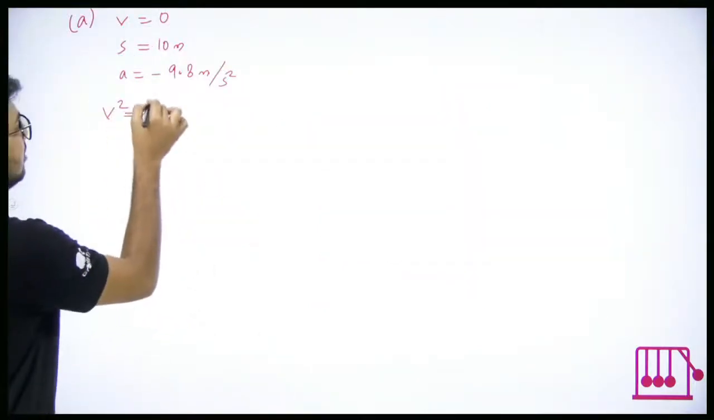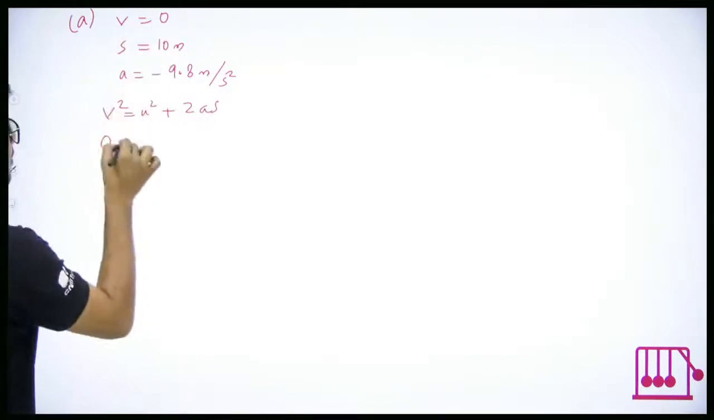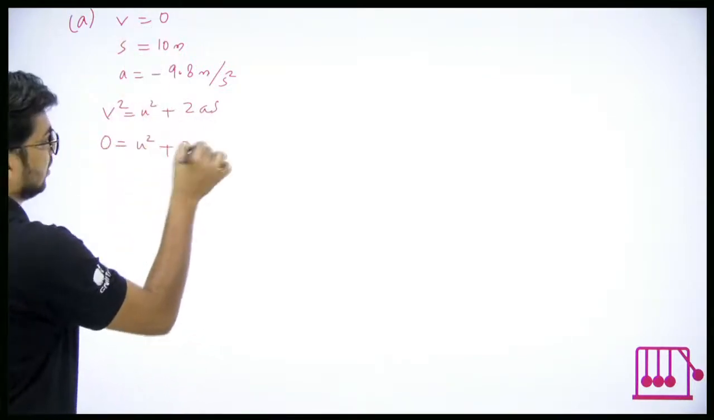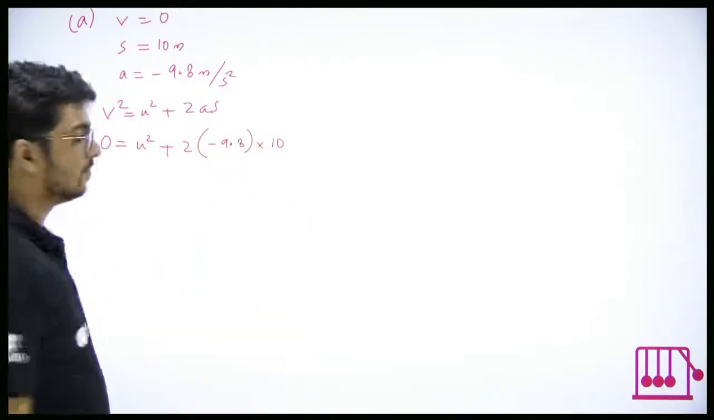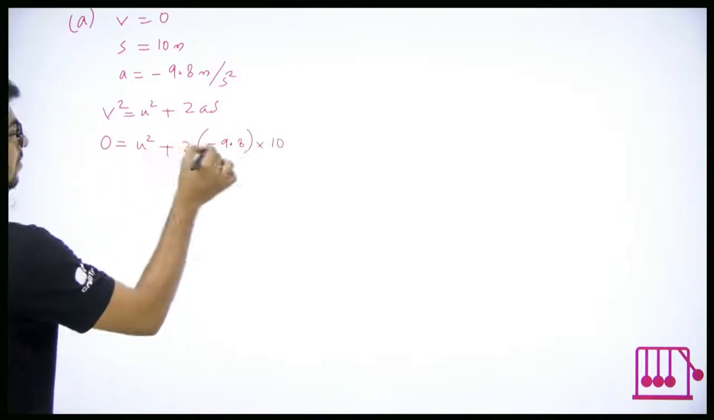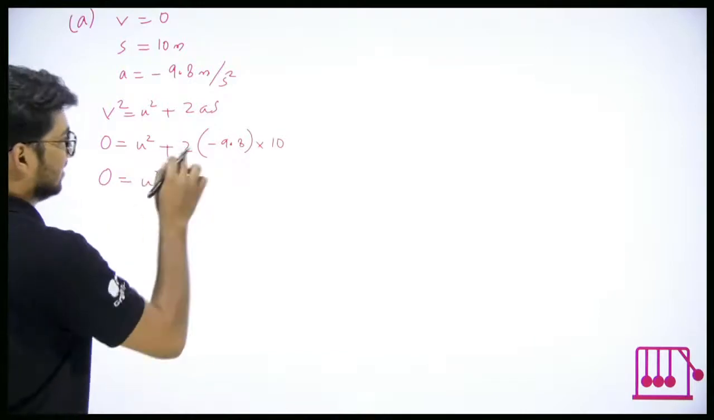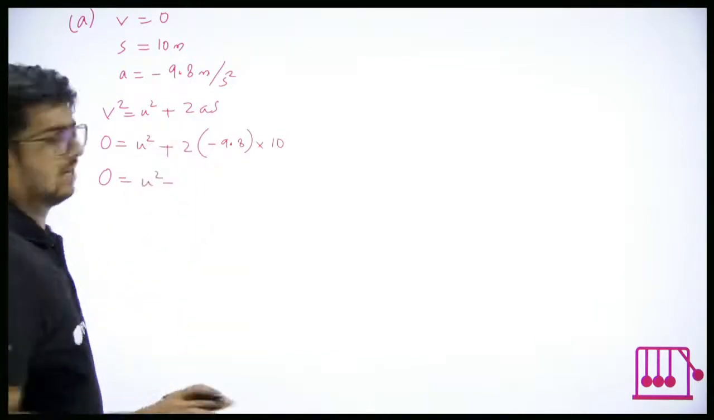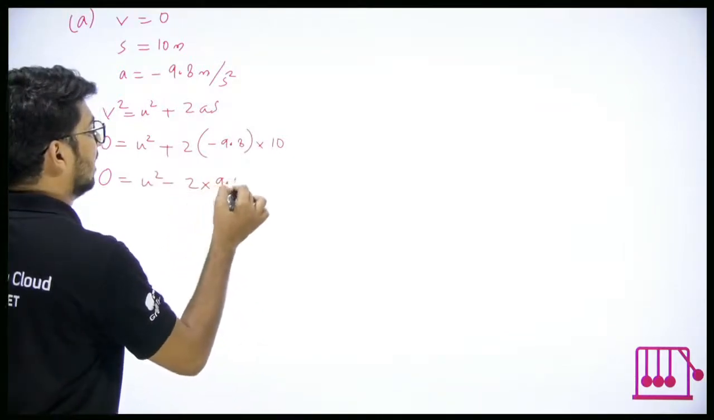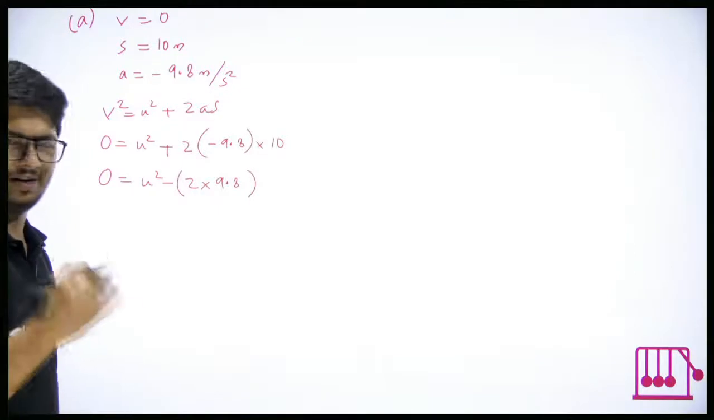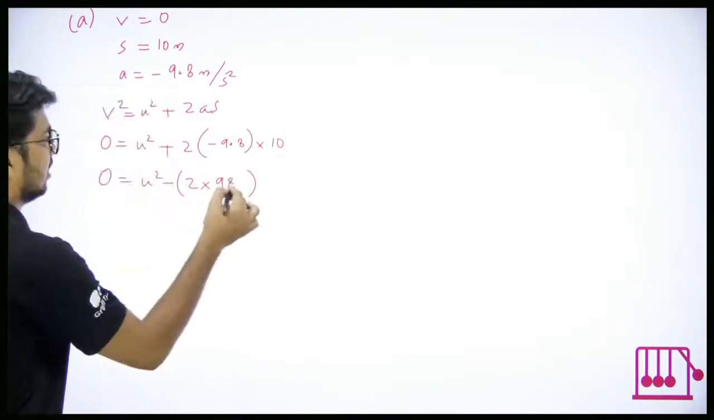We'll use this equation, v square is equal to u square plus 2as. Right, v is 0. We have to find out u, plus 2 into a, minus 9.8, into s. s is 10. Then it becomes what? See here. Plus into minus is minus. 0 is equal to u square minus, I'll not multiply much, 9.8 into 10 becomes 98. So minus 2 into 98. Sorry, 9.8 into 10 is 98, so I'll just say 98.